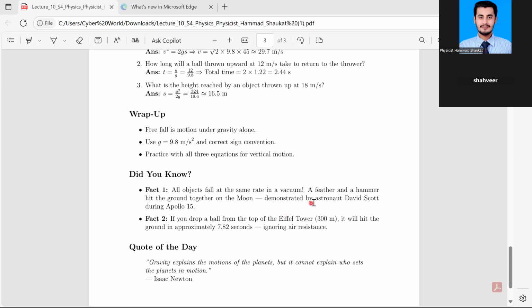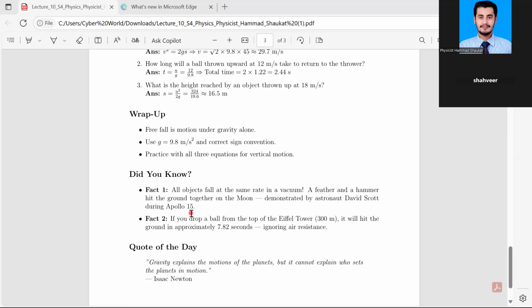Let's suppose you drop a feather and a hammer in a vacuum, or you can say on the moon, because on the moon there is no air. There is no air resistance. So if you drop a feather and a hammer on the surface of the moon, you can see the feather and hammer reach the ground at the same time. This was demonstrated by an astronaut, David Scott, in the Apollo 15 mission.